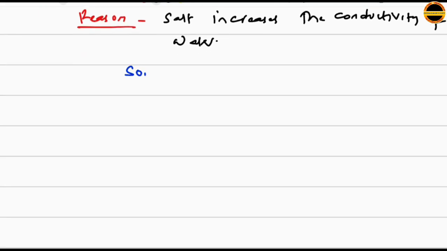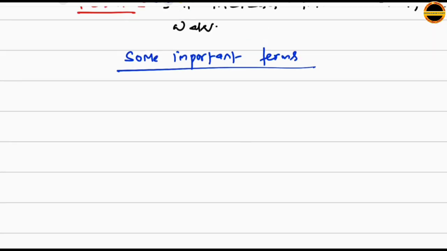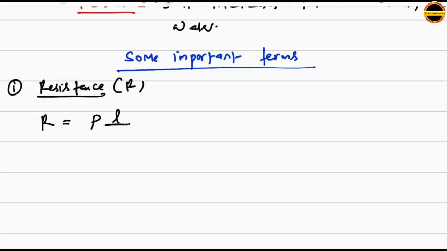Some important terms. Keep the heading: some important terms. A few terms are already known to you. First, it is resistance. So resistance R. Here I can write resistance R is equal to rho L by A.